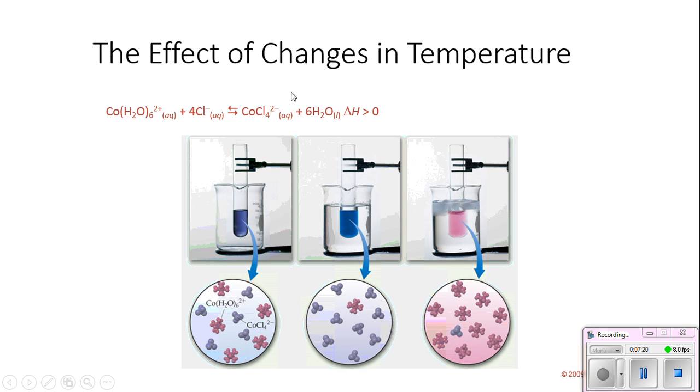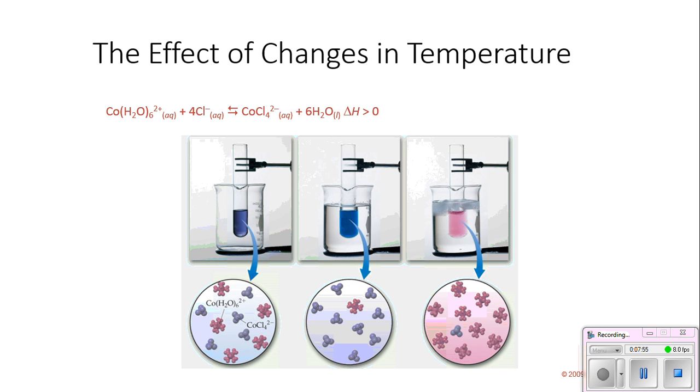If you add extra water, you're going to form this ion over here, the Co(H2O)6, and it's going to turn pink. If you add HCl, that means you're adding more chloride ions, or more chloride ions are available, and you're going to end up forming this complex ion, the CoCl4, and it's going to turn blue.